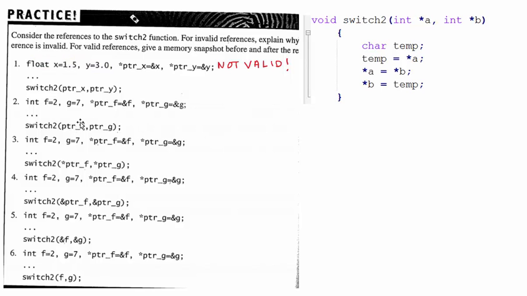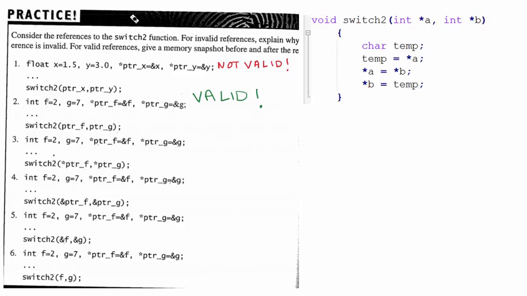Let's look at the second one. I have 2 ints declared. I have 2 pointers declared, pointers to the addresses of these ints, f and g. And then I call the function. Is it valid or not valid? The answer in this one is valid. All right. Number 2 is valid.